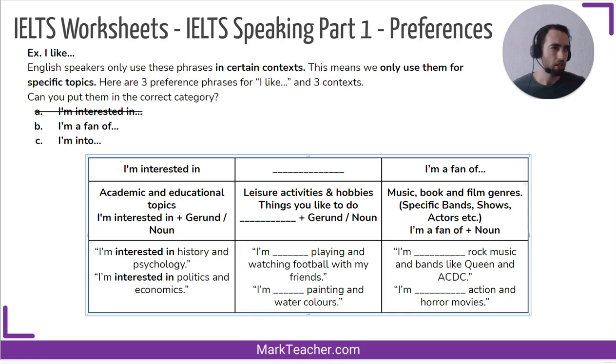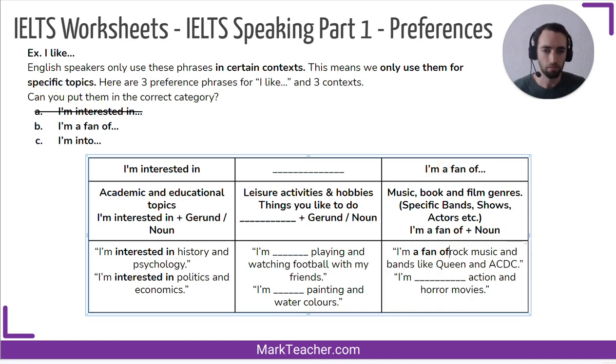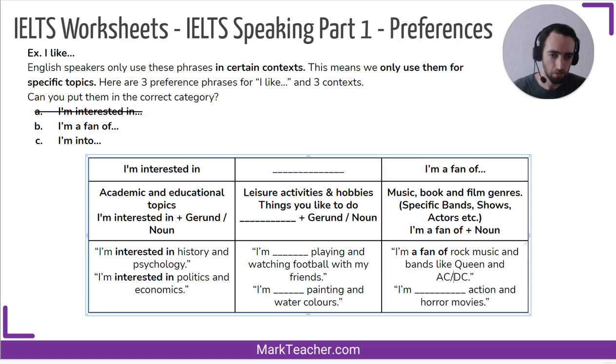Can we use a gerund after it? I'm a fan of making. I'm a fan of cooking. It sounds a little bit strange. So just use a noun. For example, I'm a fan of rock music and bands like Queen and AC/DC. I should put a little slash between those two. I'm a fan of action and horror movies. So again, with entertainment, I'm a fan of.